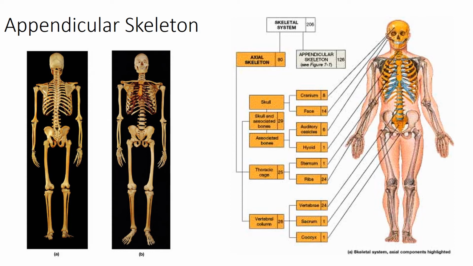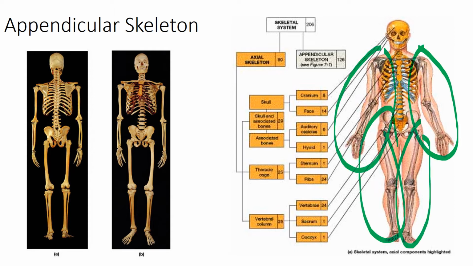So the appendicular skeleton has 126 bones in it, and this is going to be the parts that are not of the axial skeleton. And so here we have the bones of the upper limbs, the bones of the lower limbs, as well as the girdles that hold these bones in place. So we have up here the pectoral girdle, and then down here the pelvic girdle.